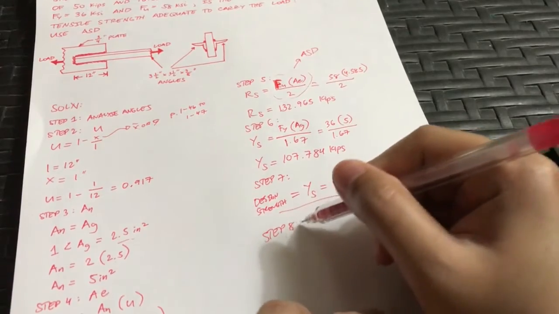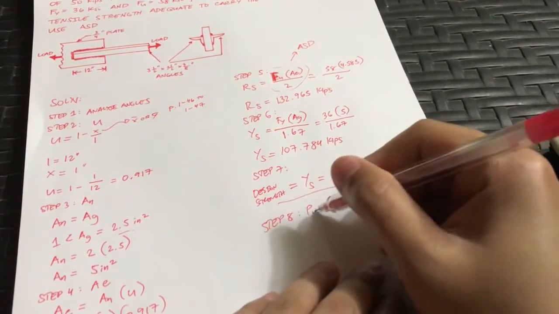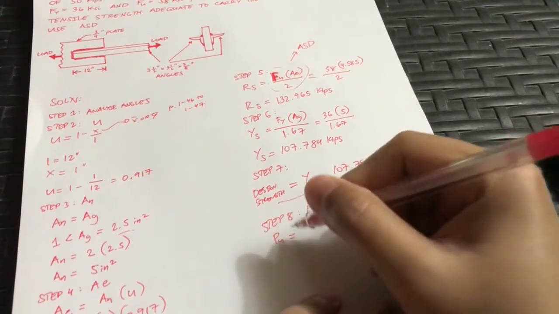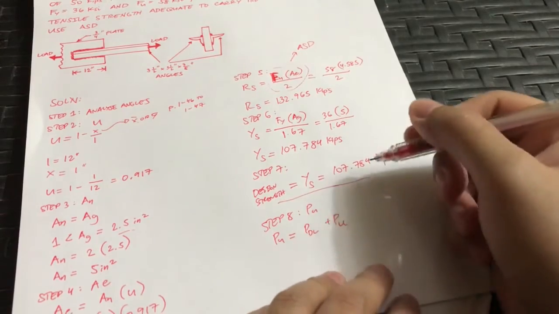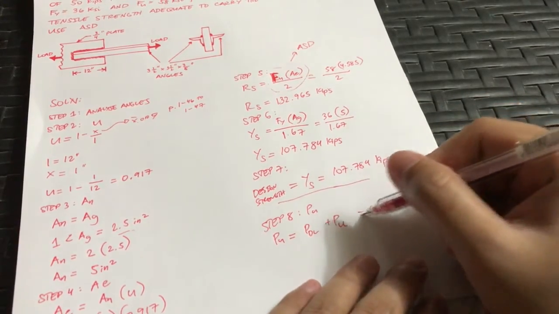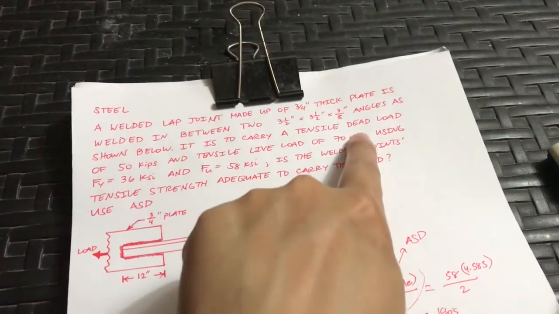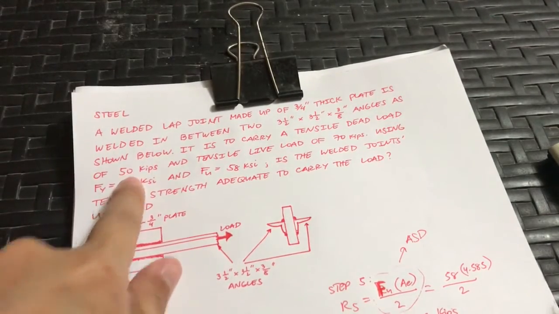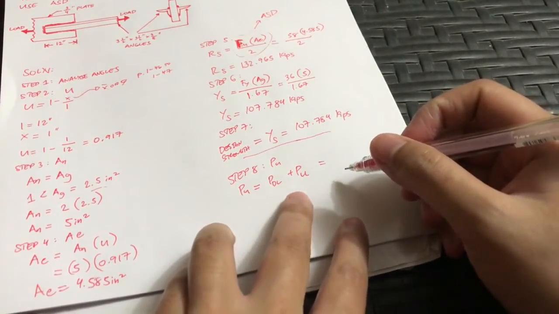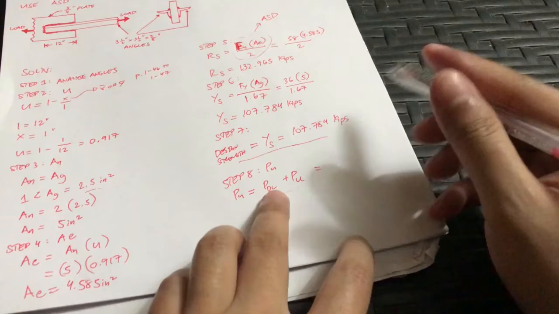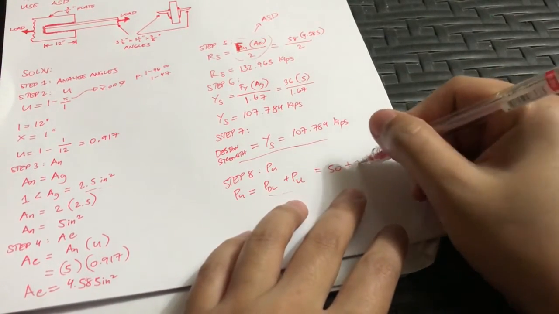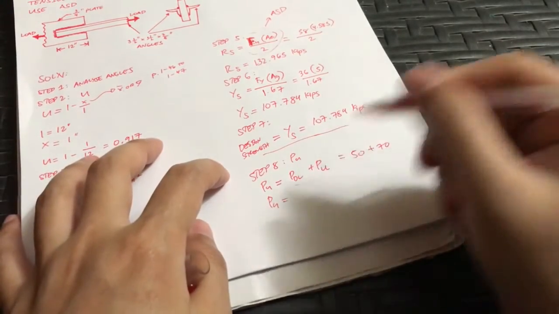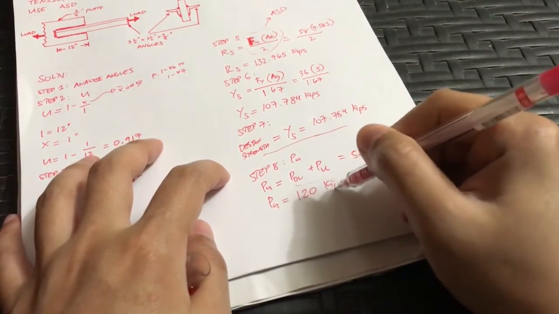Step 8, we need to solve our ultimate load PU. To solve it for ASD, that's simply the dead load plus the live load. From the given, the dead load is 50 kips while the live load is 70. I repeat, this is only for ASD. So 50 plus 70, our ultimate load is 120 kips.